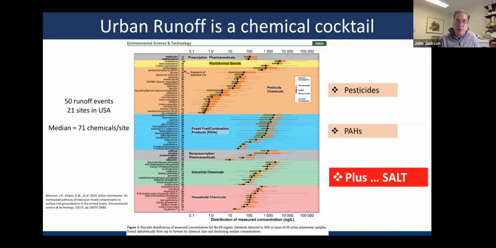Here's a study that was published in 2019 of 50 road runoff events, 21 sites across the United States. This is done by USGS, looking at all these different chemicals that they were able to measure in this road runoff. The median site had 71 on average per site. The two biggest groups: pesticides and polyaromatic hydrocarbons. So these are products of fossil fuel. Could be combustion, could be just tied to a production product.